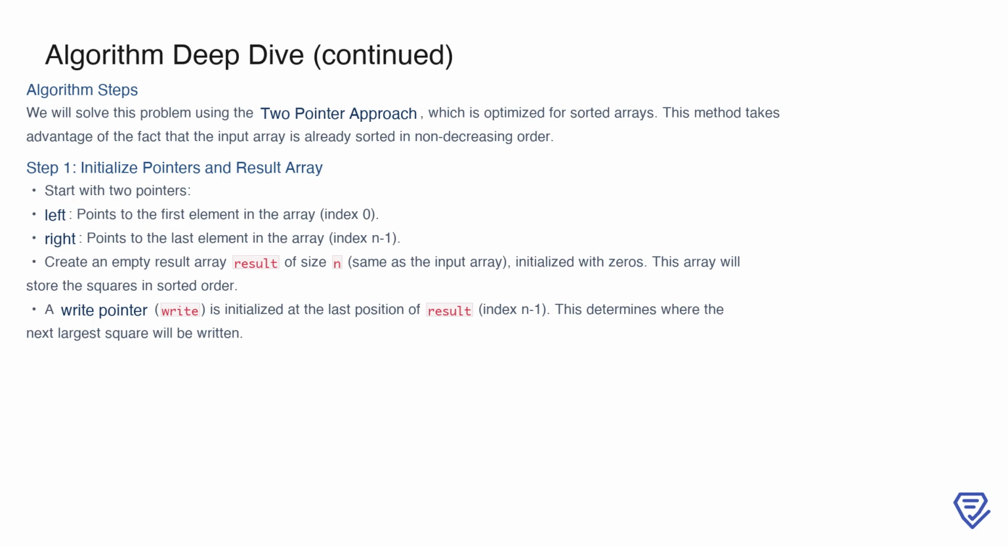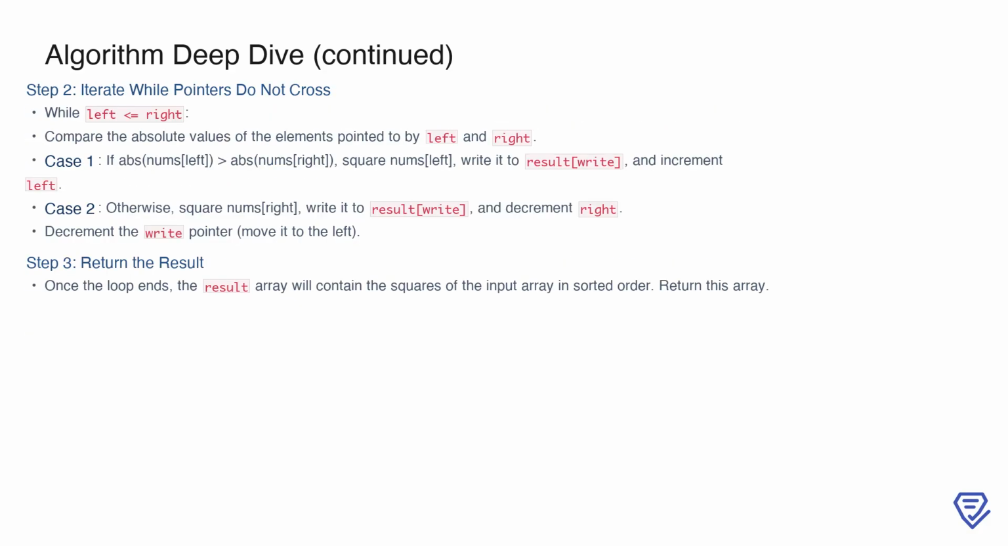To determine where the next largest square should go, we use a position pointer, which initially points to the last index of the result array. By filling the array from the back, we can avoid additional sorting steps and directly place the largest squared values in their correct positions. The main part of the algorithm involves iterating while the left pointer does not surpass the right pointer. At each step, we compare the absolute values of the elements pointed to by left and right. If the absolute value at left is greater, we square that value, place it in the result array at the current right position, and move the left pointer one step forward.